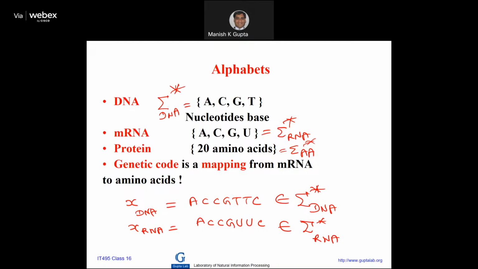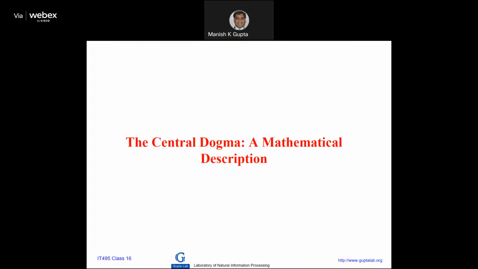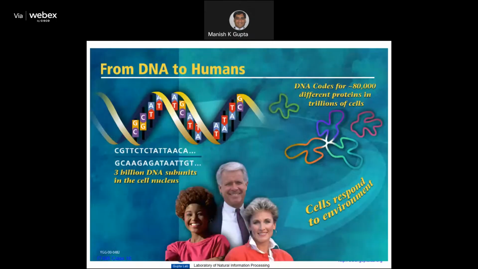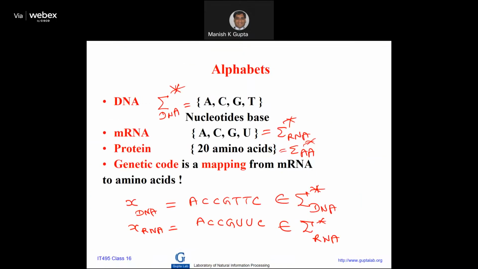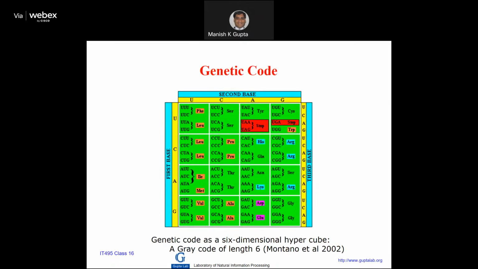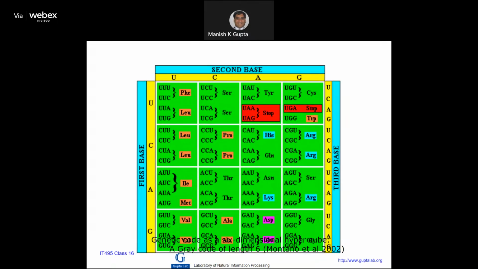So if you look at the table here, look at this table here. So see here, this gentleman sitting here is the start codon. Okay, and there are 3 stop codons. One is here, another one is here, another one is here. So what is the start codon? AUG.